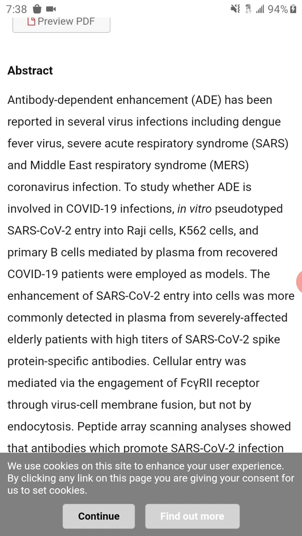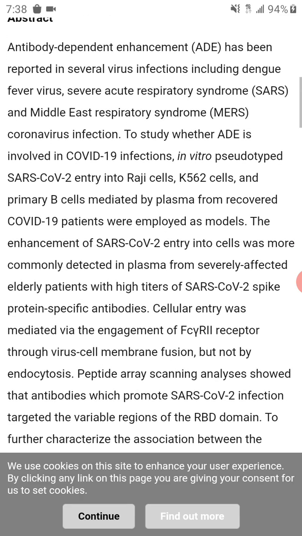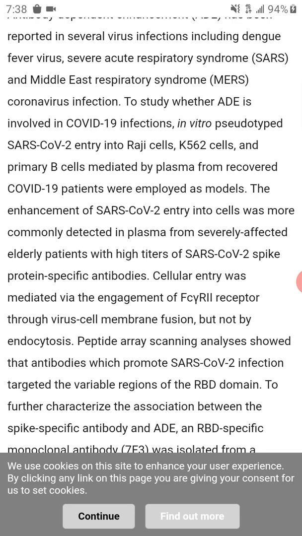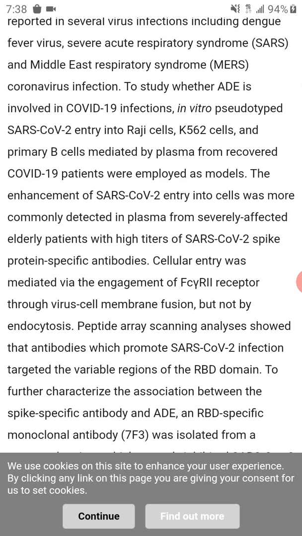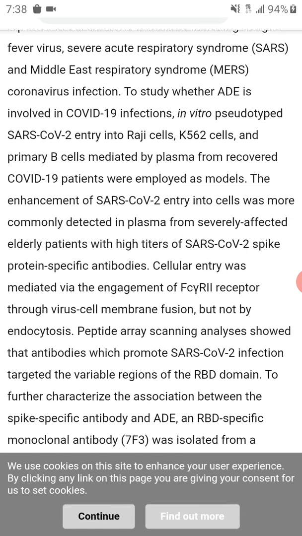Antibody-dependent enhancement has been reported in several virus infections, including dengue fever, SARS, and MERS, to study whether ADE is involved in COVID infections. In vitro pseudotyped SARS-CoV-2 entry into Raji cells, K562 cells, and primary B cells mediated by plasma from recovered patients were employed as models.